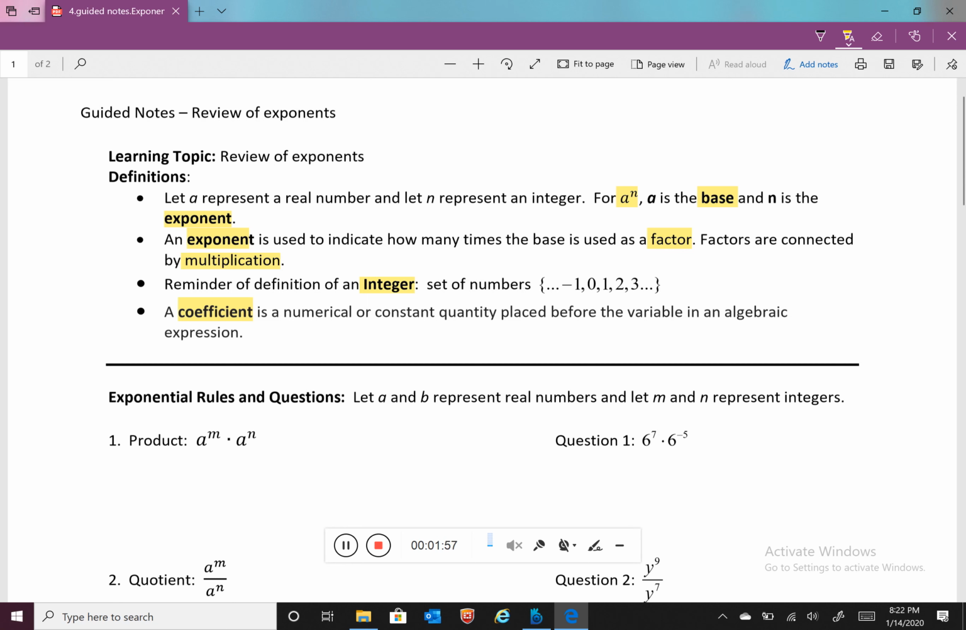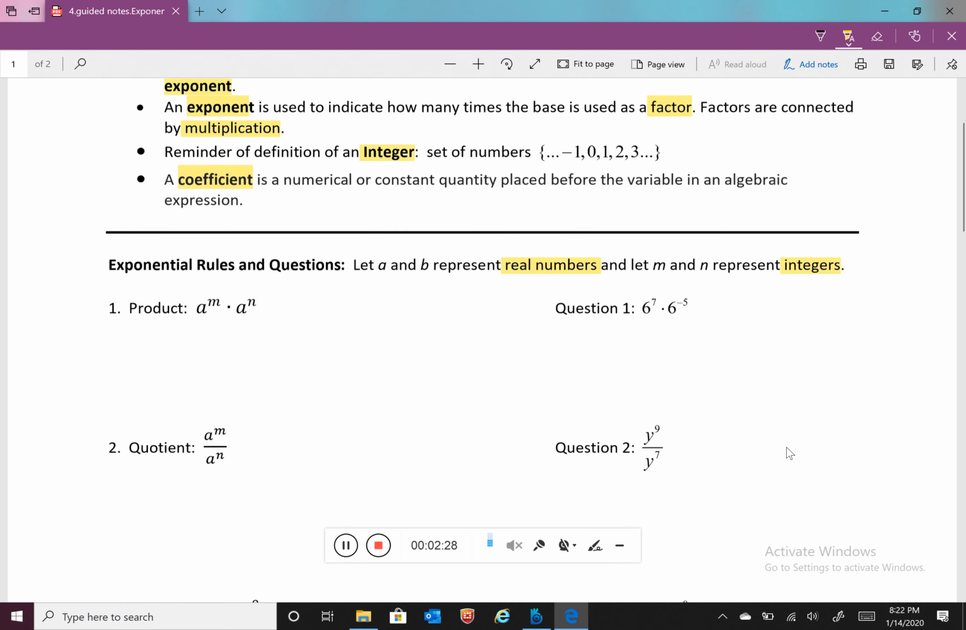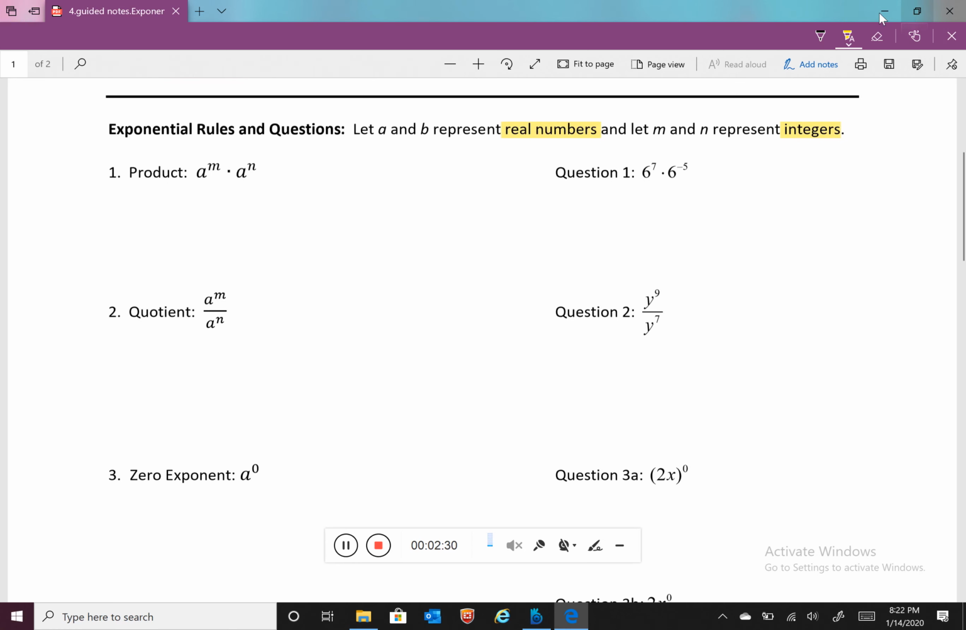So let A and B represent real numbers, and we're going to let M and N represent integers. That means A and B can be irrational numbers, they can be decimals, they can be whole numbers, etc. But we're restricting M and N, which are going to be our exponents, to be just integers. So our first rule is the product rule.